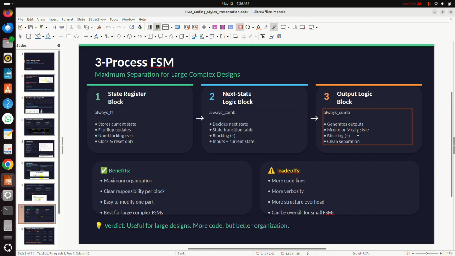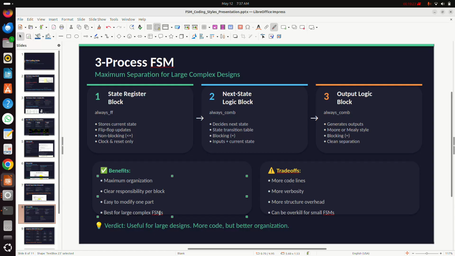outputs. It depends on Moore and Mealy style. It uses blocking assignment and defines clean separation. Here are the benefits of the three-process FSM: maximum organization, clear responsibility per block, easy to modify one part, best for large complex FSMs. It is easy to debug, because in complex designs debugging is the harder part.